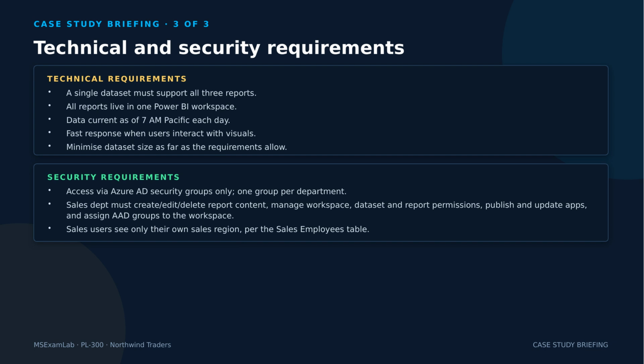And the security requirements. Access via Azure AD security groups only, 1 group per department. Sales department must create, edit, delete report content, manage workspace, dataset and report permissions, publish and update apps, and assign AD groups to the workspace. Sales users see only their own sales region per the sales employees table. That security list is a checklist. 2 questions later, you match it to a workspace role.